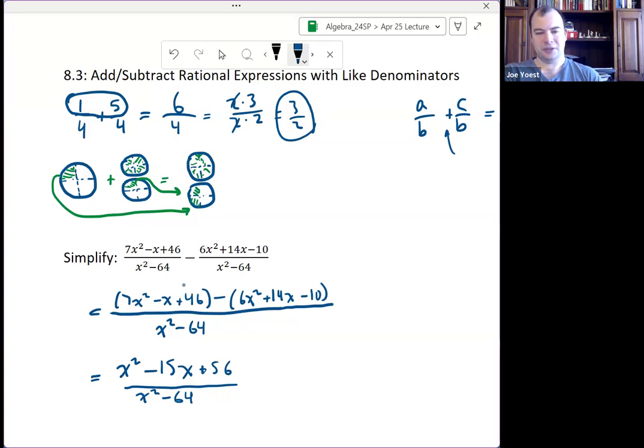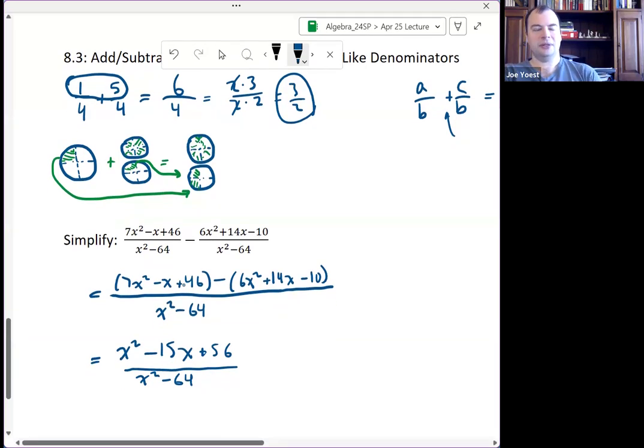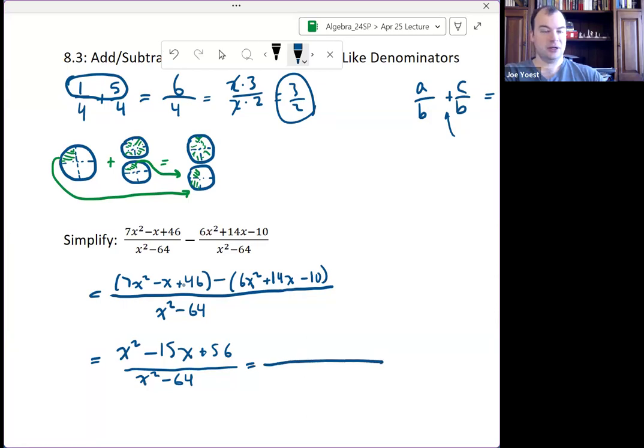And now I have a rational expression, quadratic on top, quadratic on the bottom. I don't immediately see anything that divides out nicely. So I'll go on and I'll factor. X squared minus 64, difference of 2 squares. 64 is 8 squared. This gives me x minus 8 times x plus 8. And my numerator, I'm looking for 2 numbers that multiply to 56 and add to minus 15. I think that's minus 7 and minus 8.